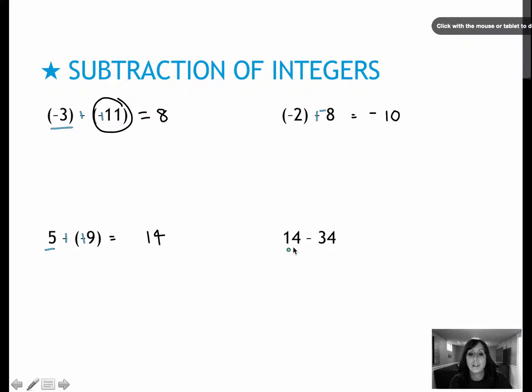And the last one, again, leave, change, opposite, or keep, flip, change, or ching ching. And I end up with two values that have different signs, so I'm finding the difference, which is 20, and then the sign of the larger number, so -20.